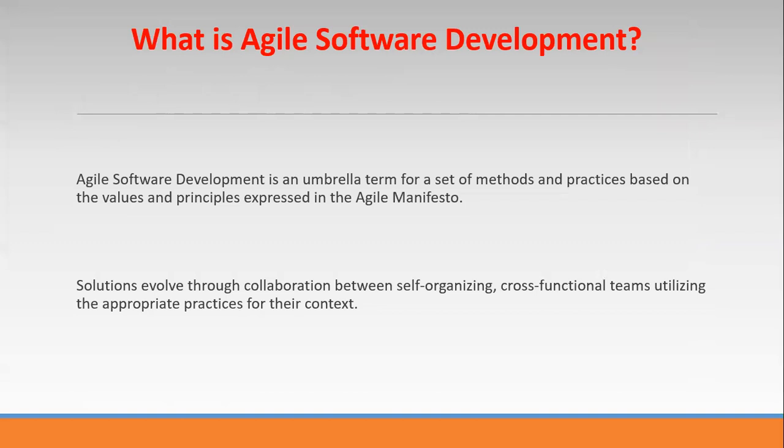Definition-wise, Agile software development is a big umbrella, a set of methods, a set of values, a set of principles, which is expressed in the Agile Manifesto, which is available on the internet, www.agilemanifesto.org. This says that the solution for fast delivery, customer satisfaction, and employee satisfaction lies in self-organizing, cross-functional teams, which follow certain values and principles.